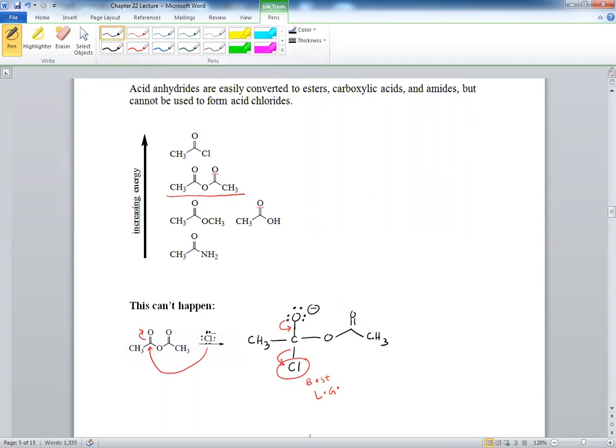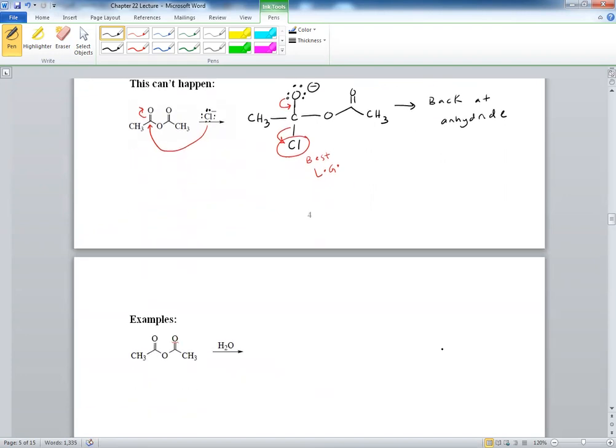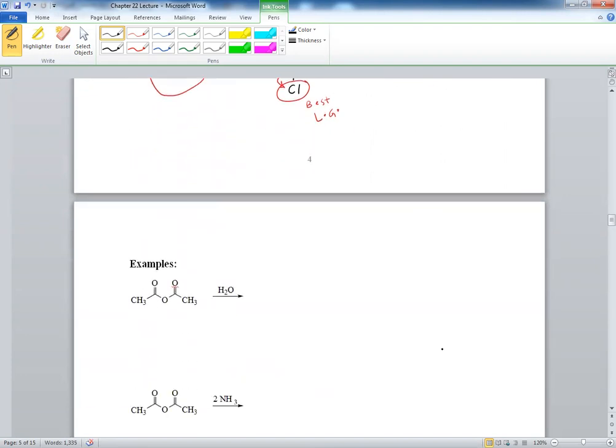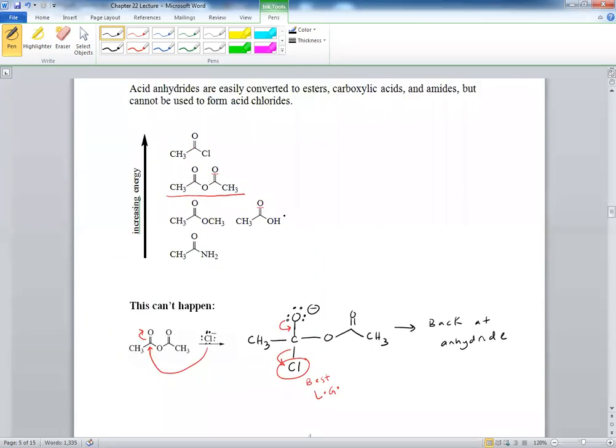And guess what? You're back at the anhydride. So that's why this reaction doesn't take place. However, other reactions take place, such as making carboxylic acid out of an anhydride. Why? Well, because we add water, it can become an OH, and that makes it a carboxylic acid.